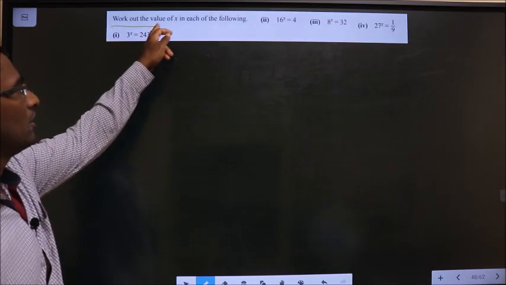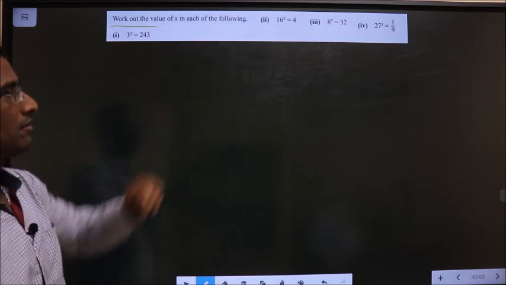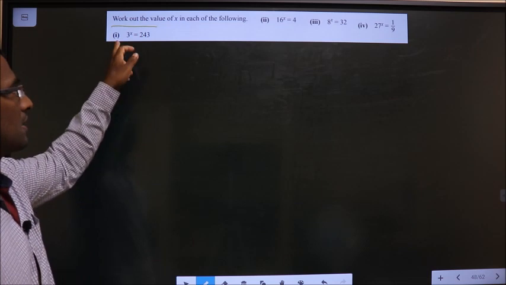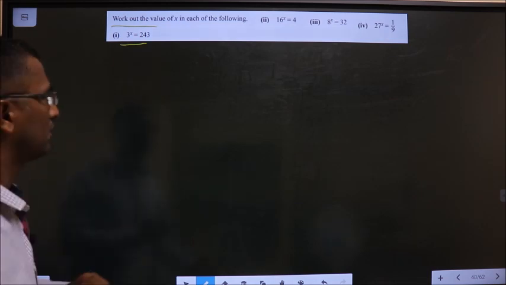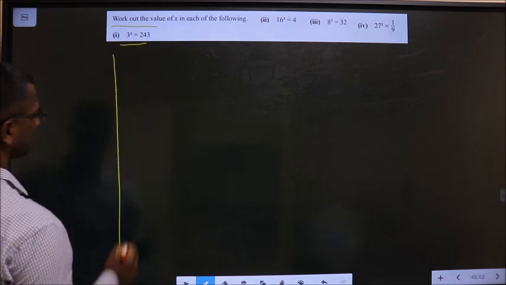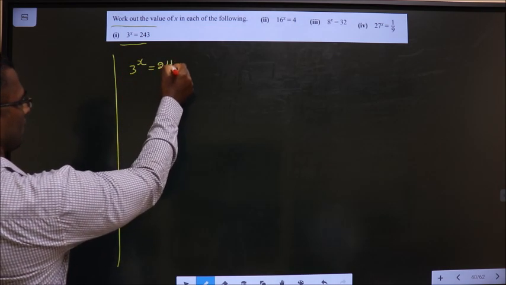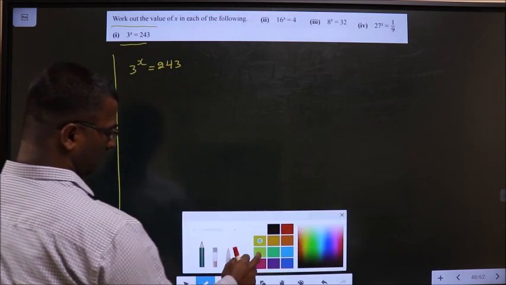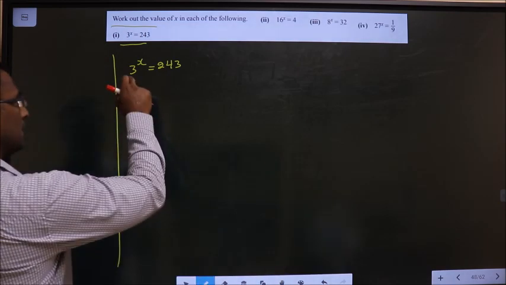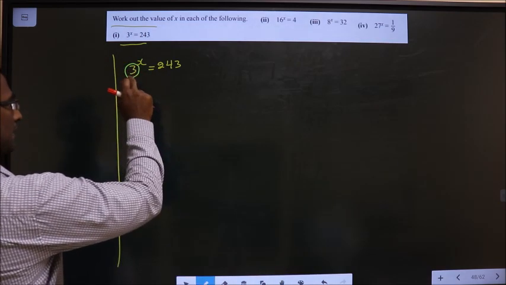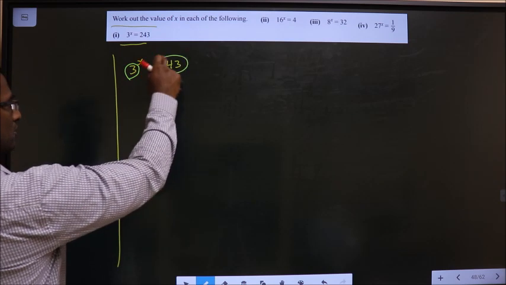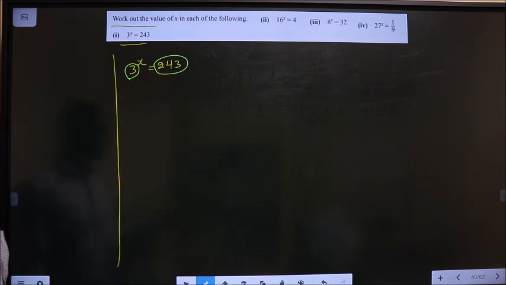Work out the value of x in each of the following. First bit, 3 power x equal to 243. Now, see here the base is 3. So here also you make the base to be 3.